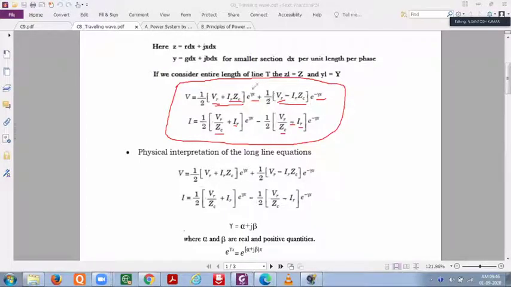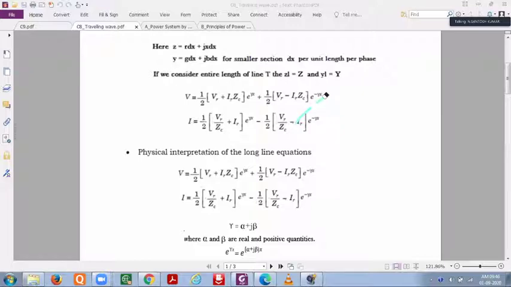Based on this e power gamma x, we have concluded that the voltage and current waves, nothing but the voltage has two components, that is one incident wave and the reflected wave. Similarly, the current has an incident current wave and a reflected current wave. Right? These are the conclusions now. By seeing these equations, you are supposed to draw the conclusions here.